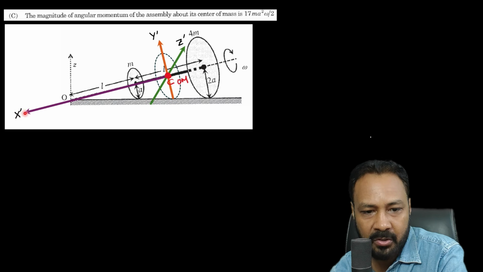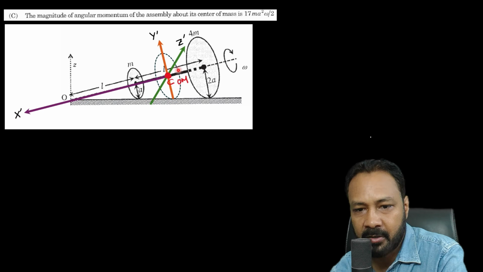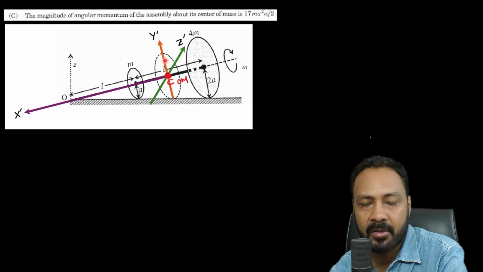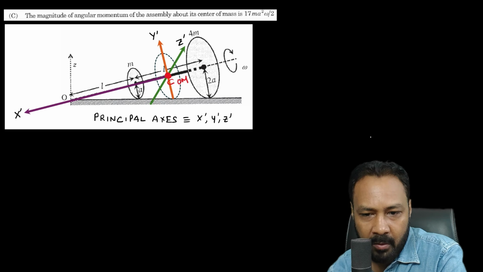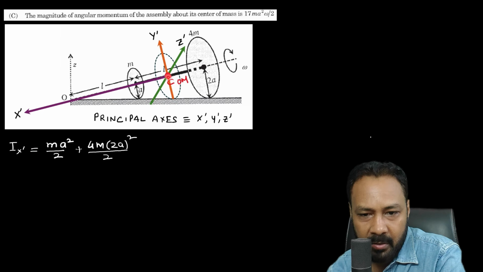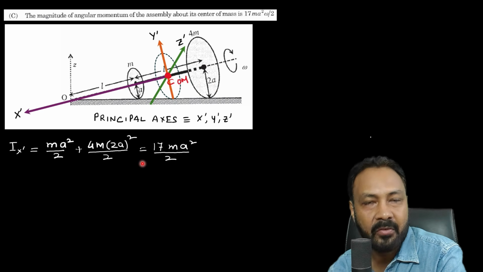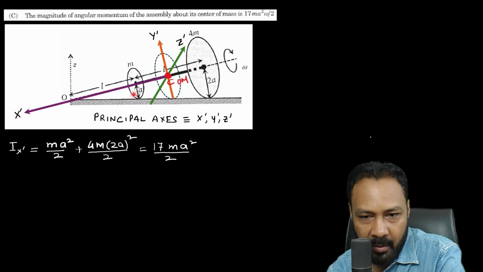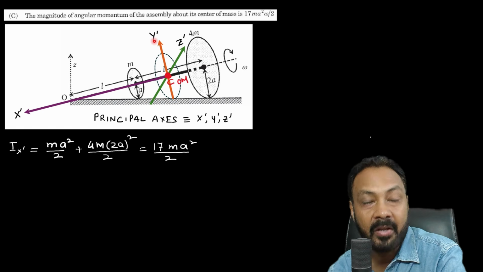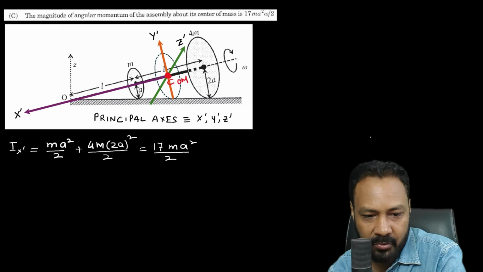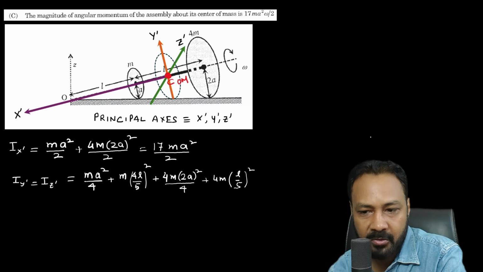First of all I'll try to find the moment of inertia. The moment of inertia about this x dash axis, and by symmetry about y dash and z dash, should be the same. So I_x dash: this disk has a moment of inertia ma² by 2 about this axis, and this disk also has a moment of inertia 4m into (2a)² by 2. Add them to get 17ma² by 2. And for y dash or z dash, we'll have to use the parallel axis theorem.